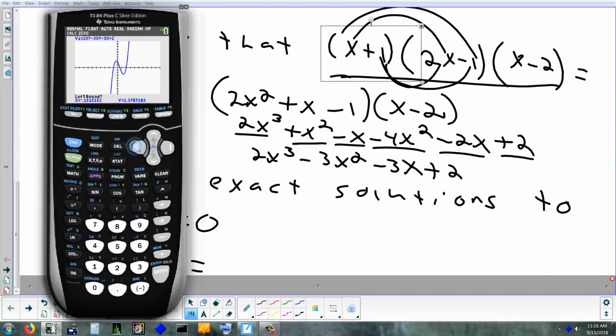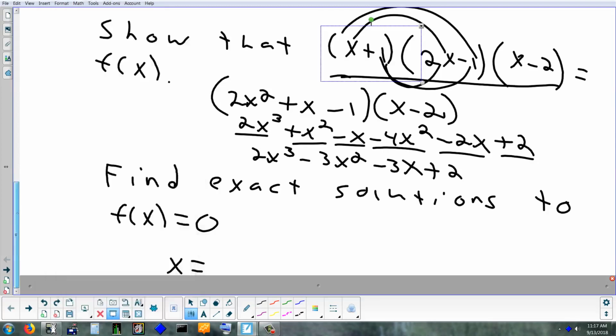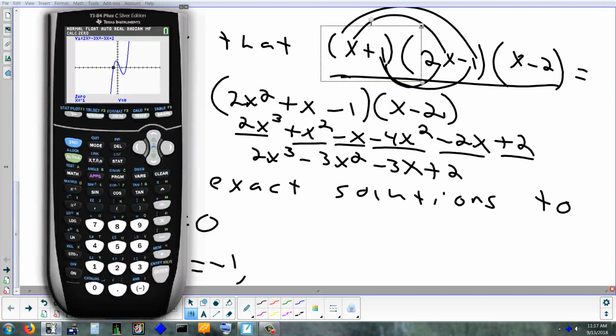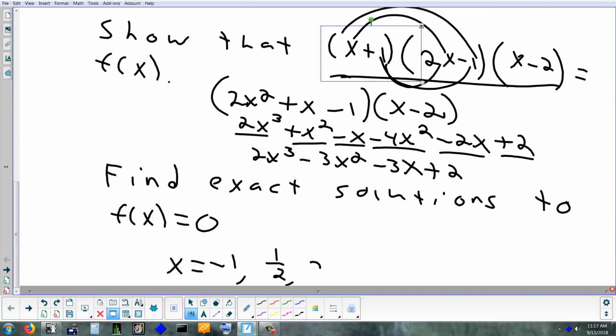Pick a point somewhere to the left of your zero and hit enter. Pick a point somewhere to the right, hit enter, and then do a guess. You have to do this three separate times to get each one of them. The first one is at -1. Without going through it three separate times, I can tell you the next one is going to be at 1/2, and the other one is going to be at 2. If you do second calc zero three times, those are the numbers that you'll get.